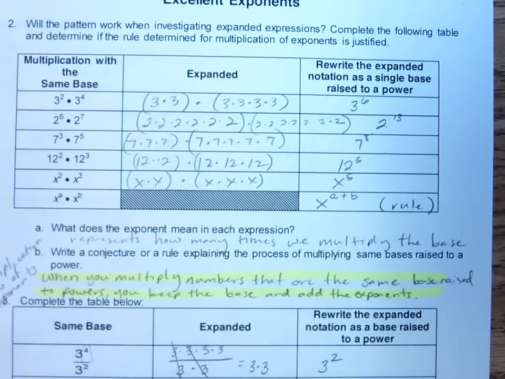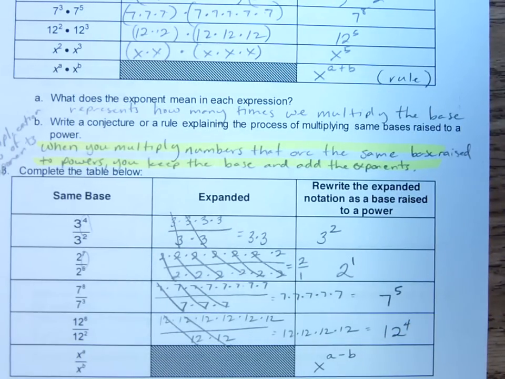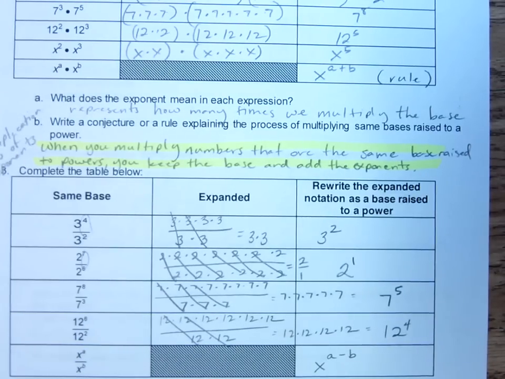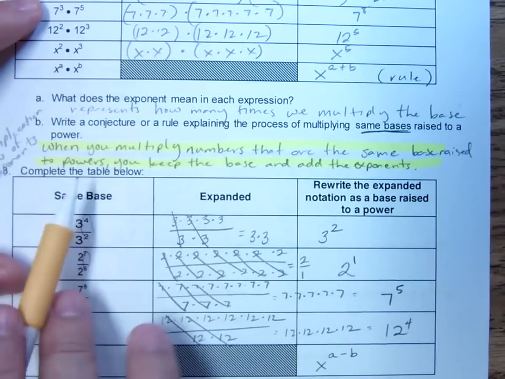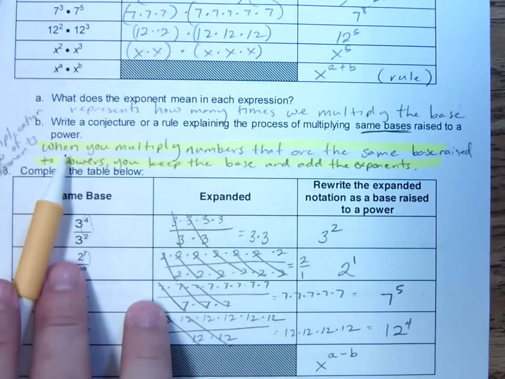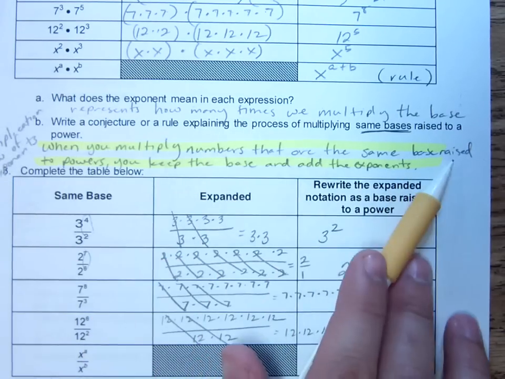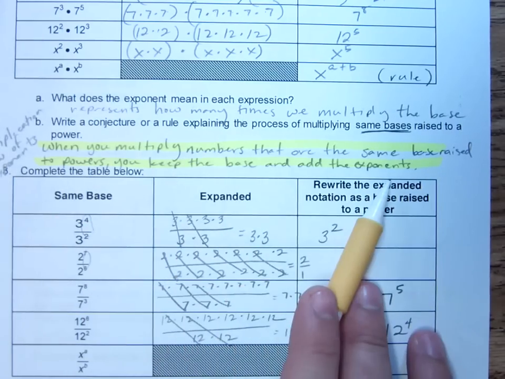So let's come up with a law. On part B, it says, write a conjecture or a rule explaining the process of multiplying same bases raised to the power. Key here is same bases. Same bases. Okay? So what we can say is when you multiply numbers that are the same base raised to powers, you keep the base and add the exponents.